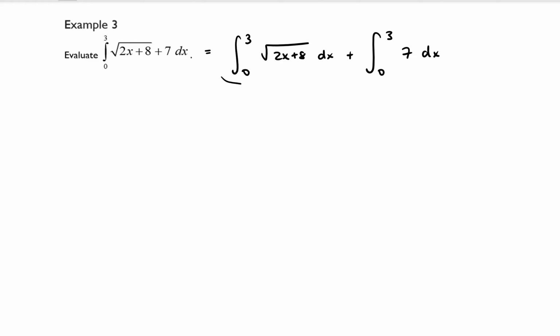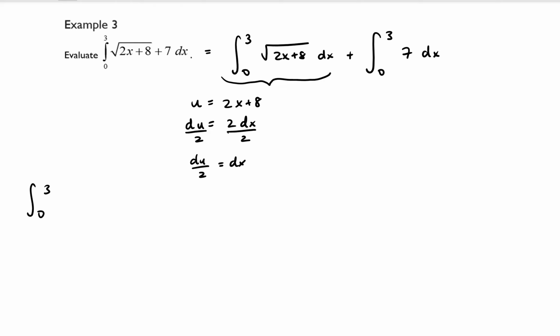And now that we have these two integrals, I'm going to calculate this integral first, and we are going to need to use u substitution. So I'm going to let u equal 2x plus 8, and then du will equal 2 dx, and I'm going to divide both sides by 2, so du over 2 is equal to dx. So now this integral I can rewrite, this I can replace with du over 2.